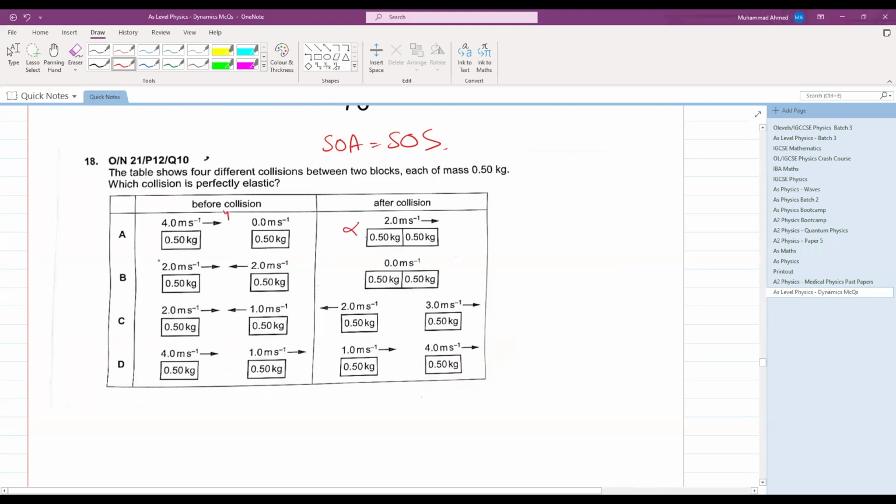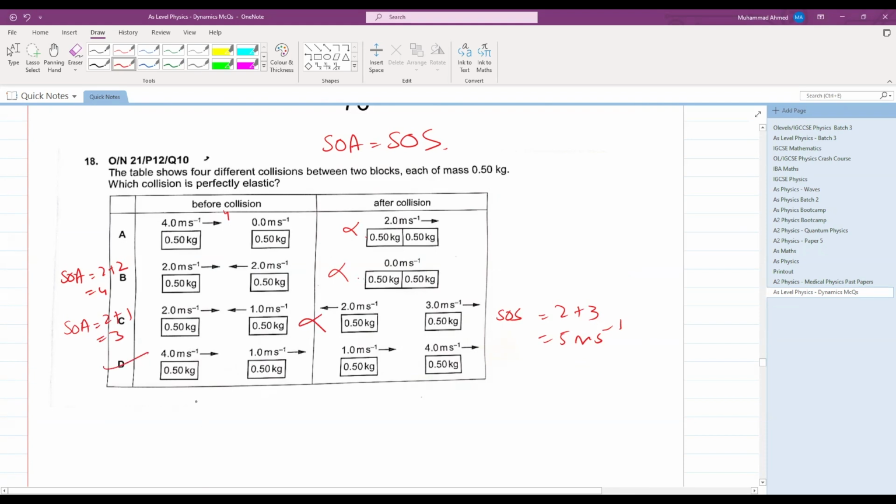Can you look at B? In B, your speed of approach is what? 2 plus 2. Always remember, if speeds are in opposite directions, you can calculate the speed of approach by adding both the speeds. What is the speed of separation in B? It is 0. So this also cannot be my answer. Let's check out C. In C, what is your speed of approach? 2 plus 1, that is 3. What is the speed of separation? All the speeds are acting in opposite direction. 2 plus 3, 5 m s^-1. No, they are also not equal. So C cannot be my answer as well.